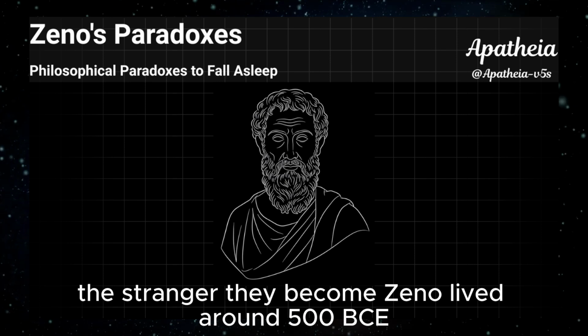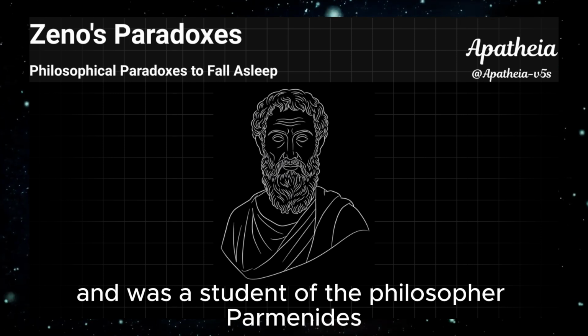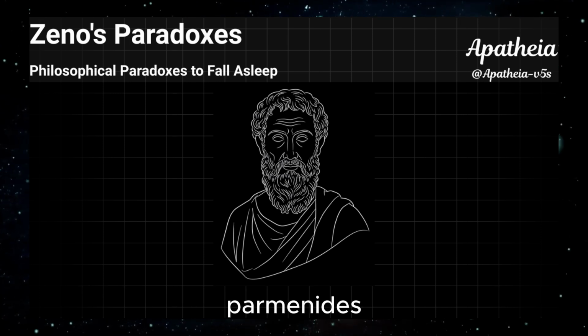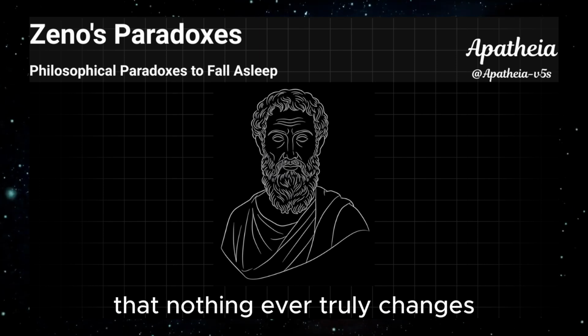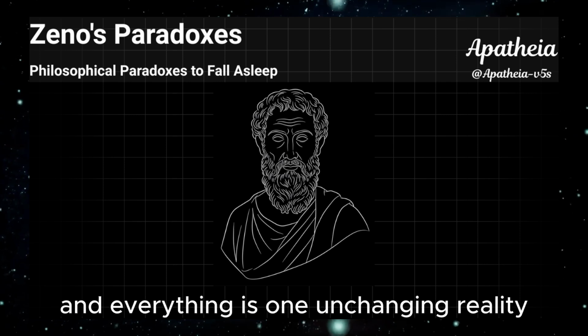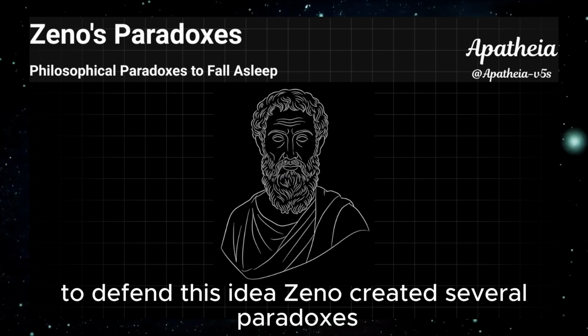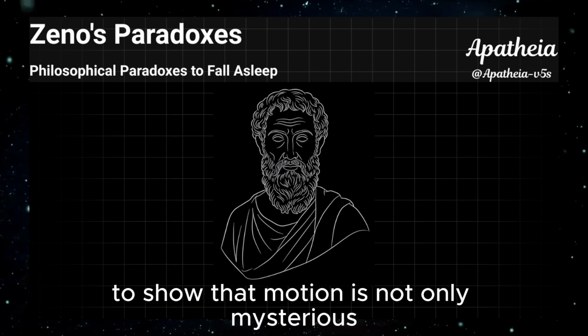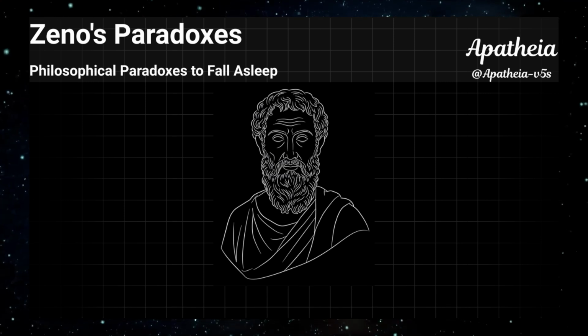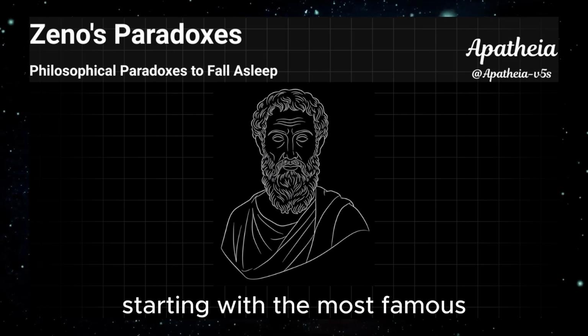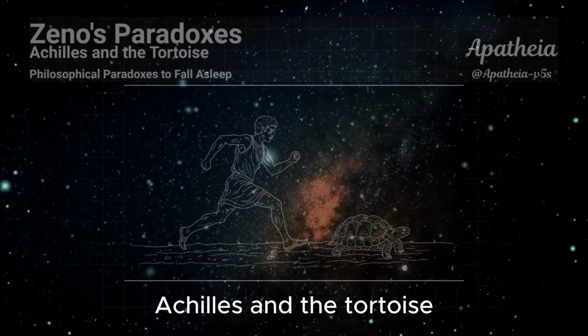Zeno lived around 500 BCE and was a student of the philosopher Parmenides. Parmenides believed that all change and motion were illusions, that nothing ever truly changes and everything is one unchanging reality. To defend this idea, Zeno created several paradoxes to show that motion is not only mysterious, it might be logically impossible. Let's explore a few of these paradoxes, starting with the most famous, Achilles and the tortoise.